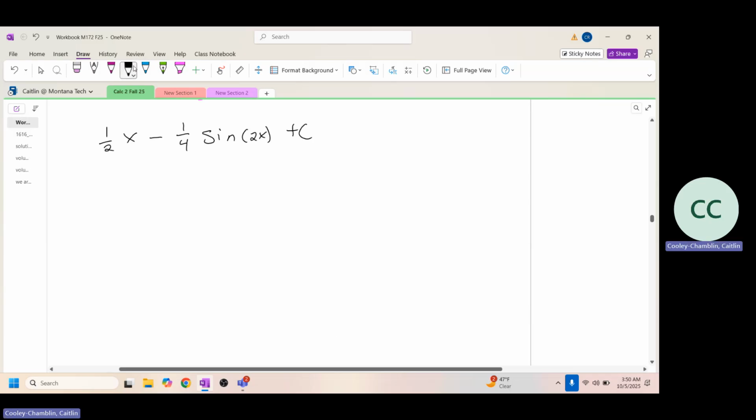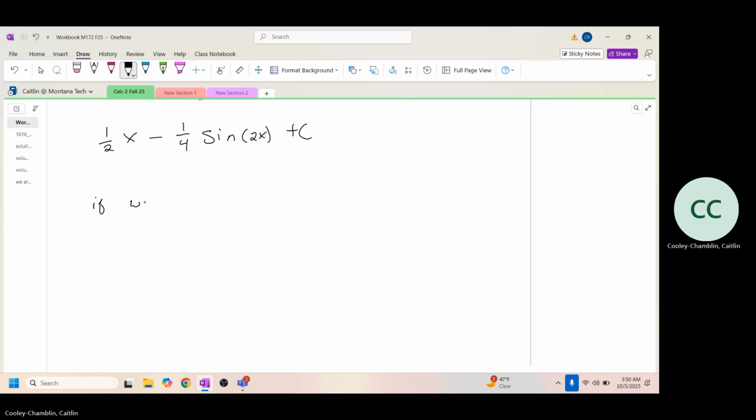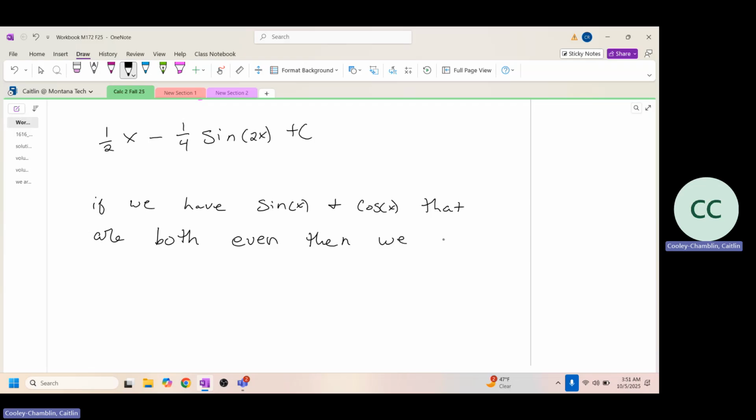All right. So kind of the moral of the story. If we have sines and cosines that are both even, then we need to use the half angle identities.